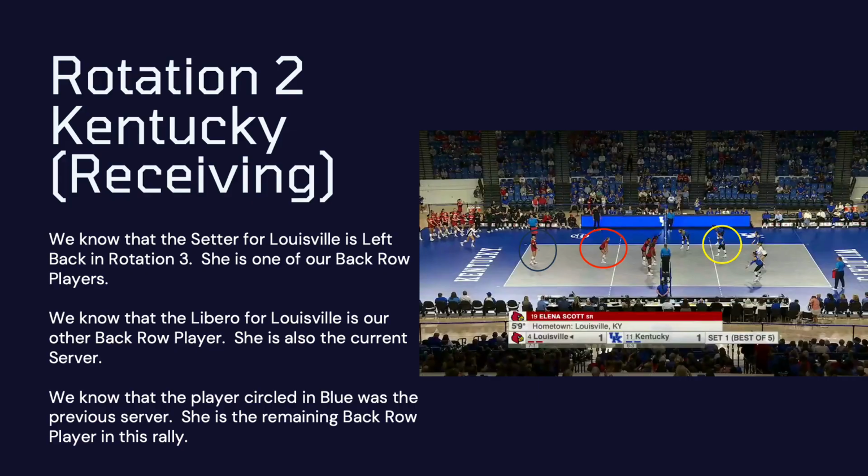Now, Kentucky is in rotation 2 for serve receive. Louisville is in rotation 3. So we know that the setter for Louisville in rotation 3 has to be the left back. She is one of our back row players. Our libero is our server, so obviously she has to be the other back row player. And we know the player circled in blue for Louisville was the prior server for Louisville. So we know our 3 back row players for Louisville as they are in rotation 3. And if they lose the serve, they will be the same 3 back row players for rotation 3 serve receive.